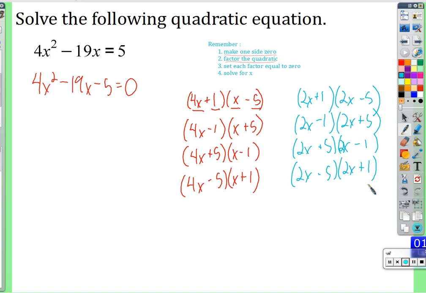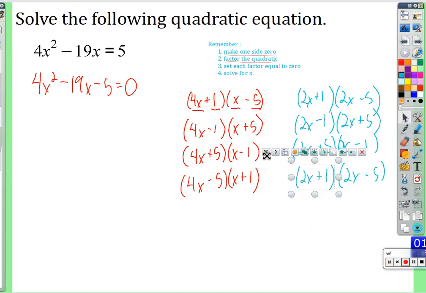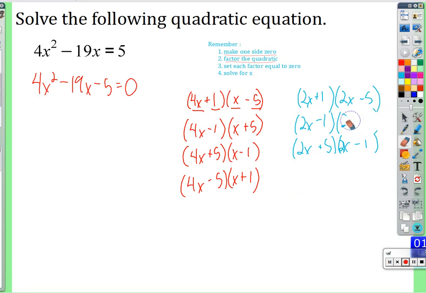But since this is 2x and this is 2x, switching the signs makes the exact same thing. If I take this and put it over there, and take this and put it over there, which I can do, it doesn't matter which order I multiply them, we get the exact same thing. So we can get rid of that redundancy. So here we go, six possibilities.